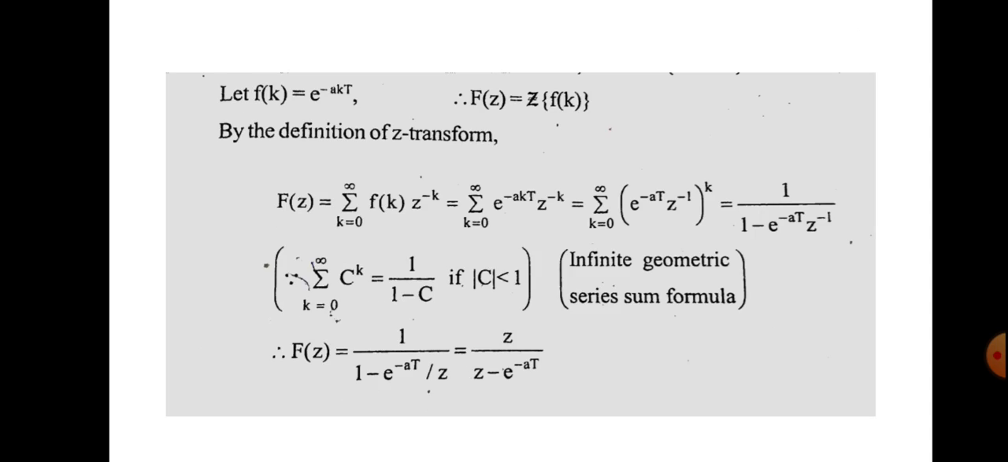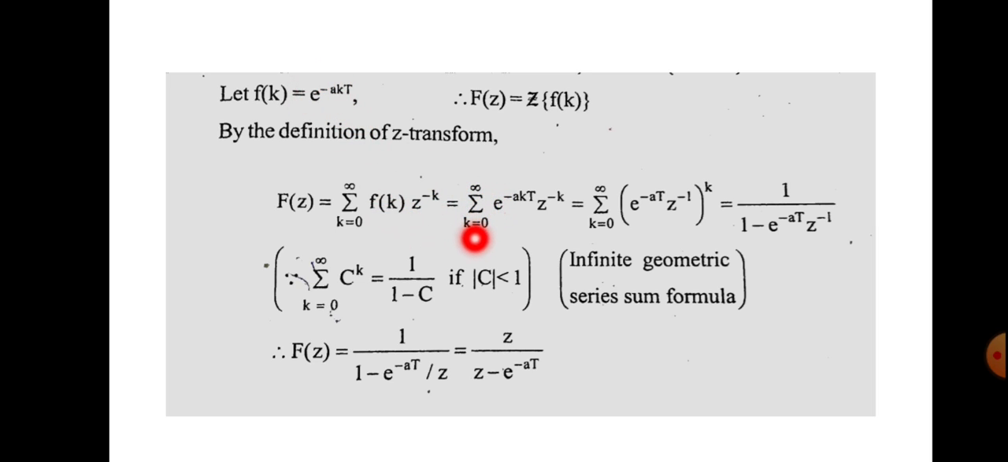e raised to minus akt will have the z transform. We have it from the Z transform equation, that is F of z will be equal to sigma k equal to 0 to infinity f of k into z raised to minus k. That is the equation for the one-sided Z transform. So instead of f of k we can substitute this quantity.